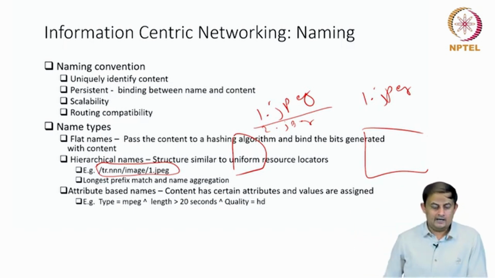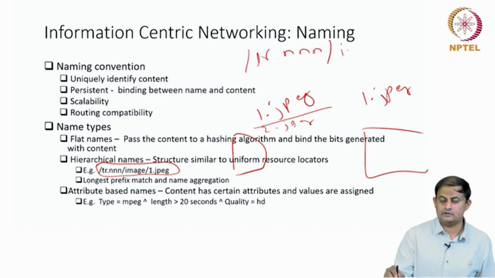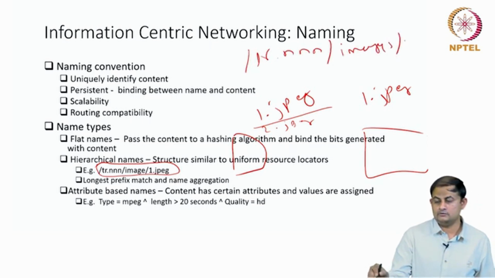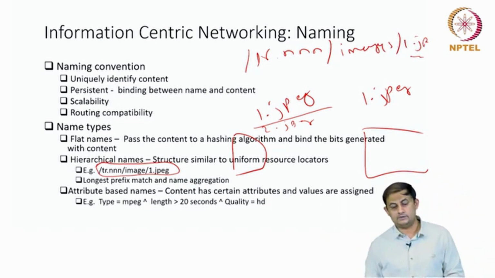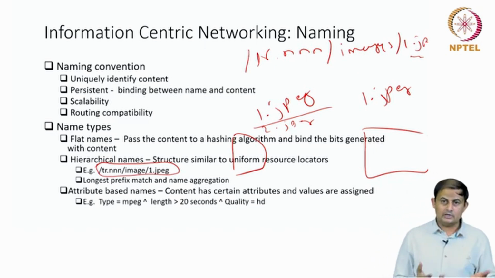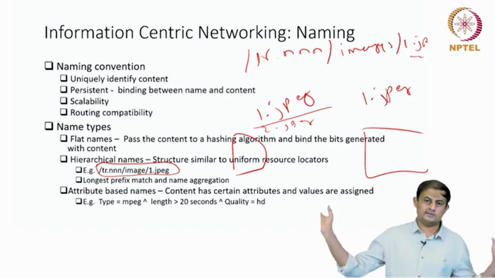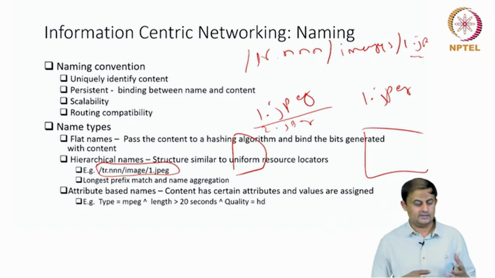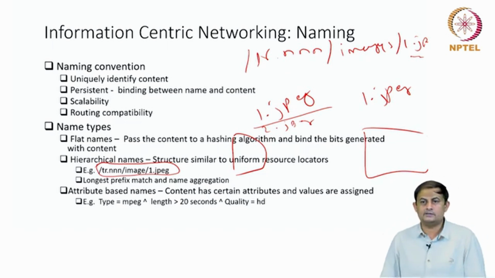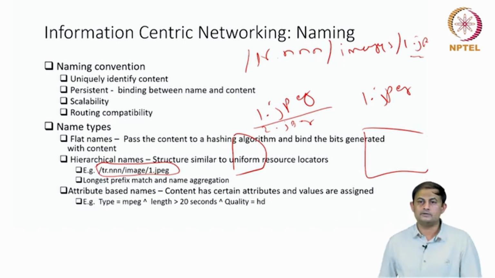Someone else might have a prefix which looks like tr.nnn.images 2.1.jpeg. As long as the prefix of mine and that user is different, then the routers in the network will have no problem in uniquely identifying the content. So purely this naming convention is scalable, and as long as every distinct producer has a unique prefix assigned to it, then I can go and query that content and figure out where exactly that content is. I can borrow that content and then deliver it to the user.